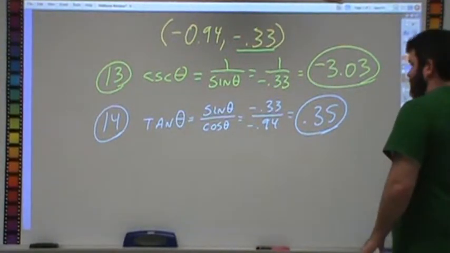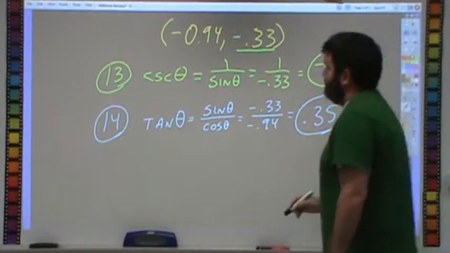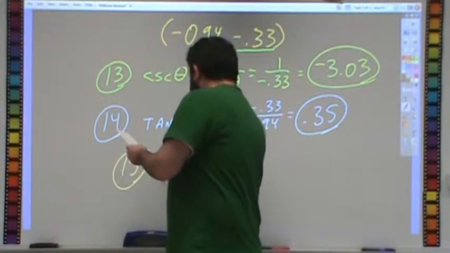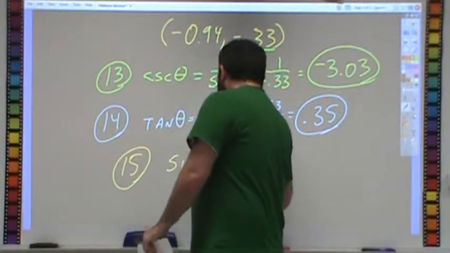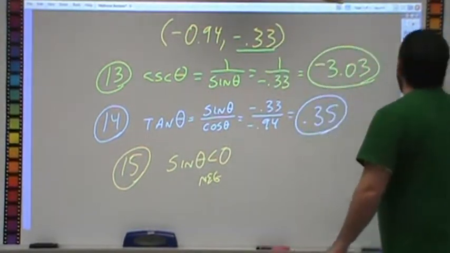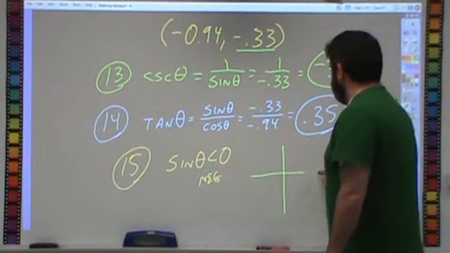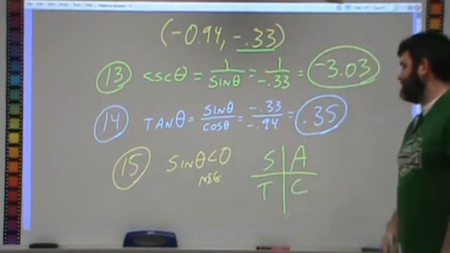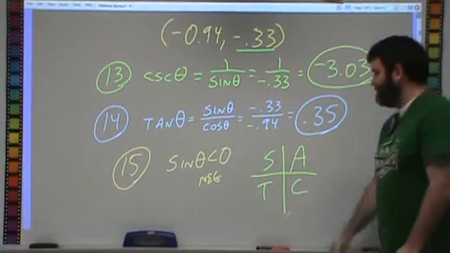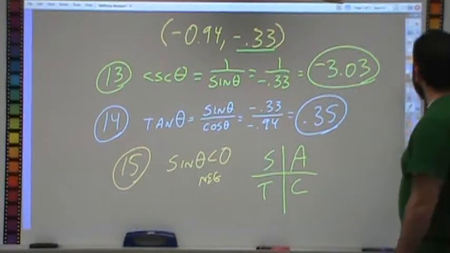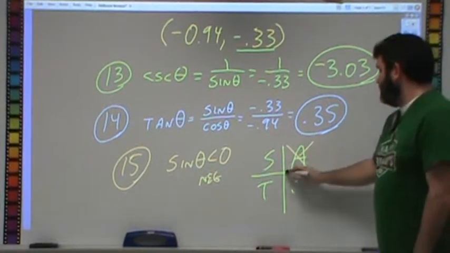You know what? 15 is too easy. I'm just going to put it right here. 15 is asking for sine of theta to be less than 0. To be less than 0 means you have to be negative. Well, on our cheat sheets, we've got this on us. A, S, T, C. A, S, T, C tells us where everything is positive. So I'm looking for where it's negative.